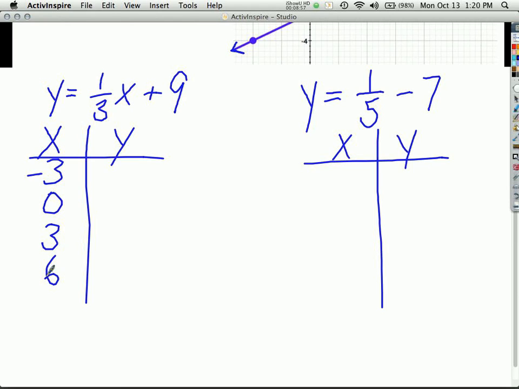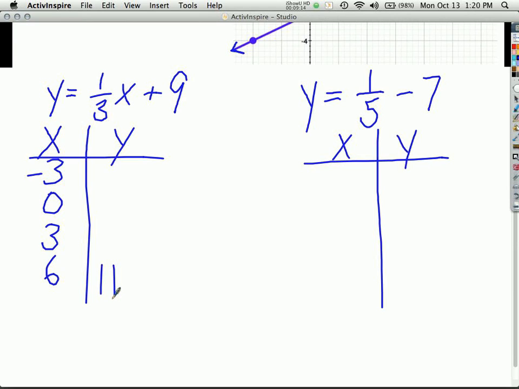Yeah, because look, the denominator's 3. If we use multiples of 3, it will get rid of the denominator for us. What's 6 divided by 3? It's 2. 2 plus 9 is 11. We get a whole number.